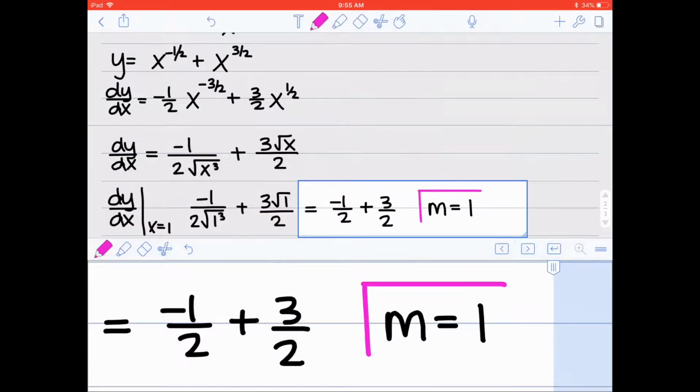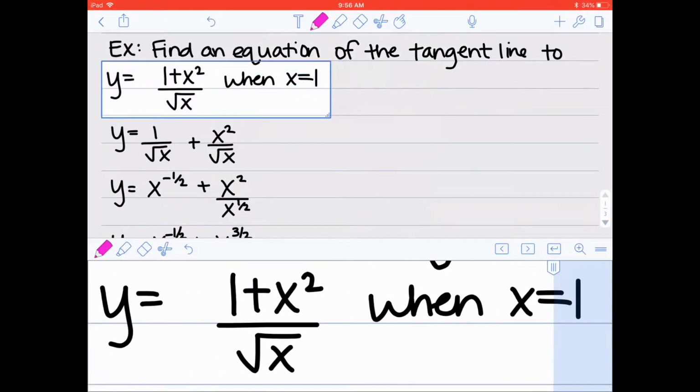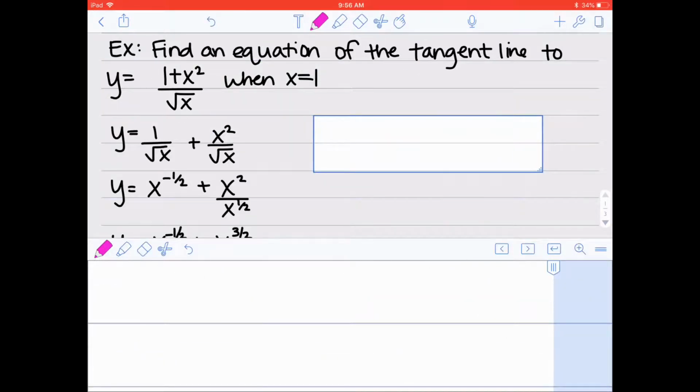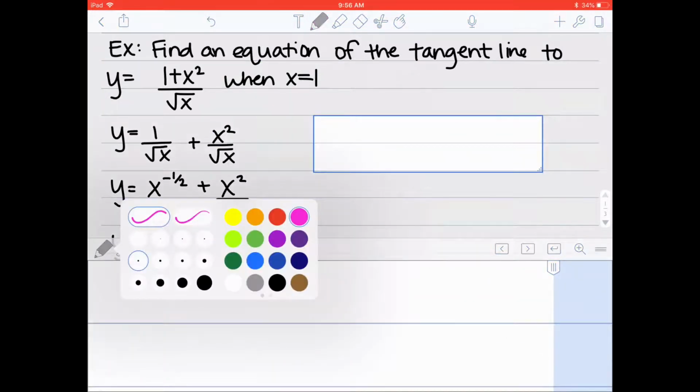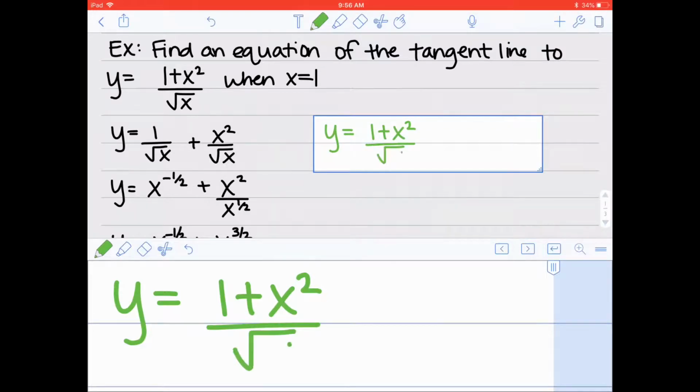So I'm going to save that. And for us to write a tangent line, we have to have a point and a slope so that we can do that point-slope form. So what I'm going to do is go back up here, and there's my original equation right there. I'm going to take that original equation and write it over here. I'll do this in a different color. I have y equals 1 plus x squared over the square root of x.